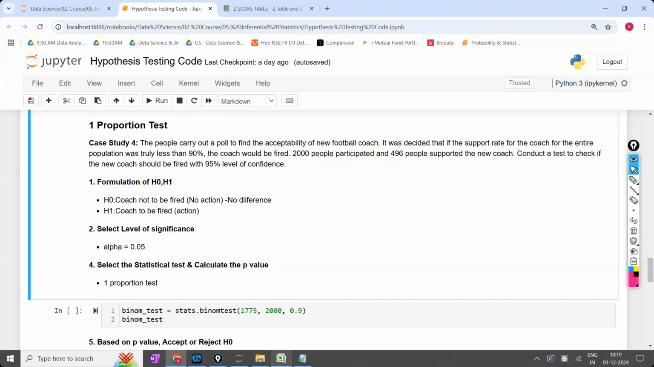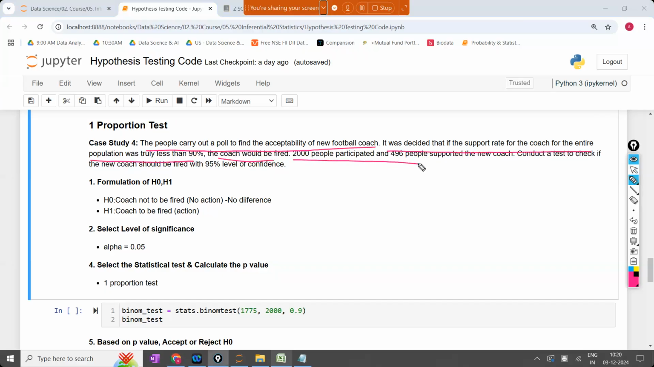Next. Now let us move on to the discrete variables. Let us see the discrete variables. What are discrete variables? For discrete variables, we have them in terms of serial numbers, I mean a categorical column. Now here we have a case where people carry out a poll of acceptability of a new football coach. It was decided that if the support rate for the coach for the entire population was truly less than 90%, the coach will be fired. Minimum 90% of the people have to support the coach.